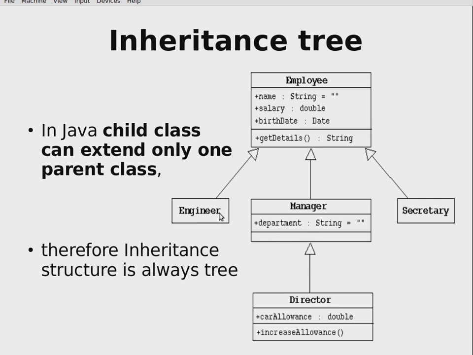And because in Java you can extend only one class, inheritance is always a tree. There may be one parent with many children, but each child has only one single parent, and therefore this inheritance shows a tree-like structure.